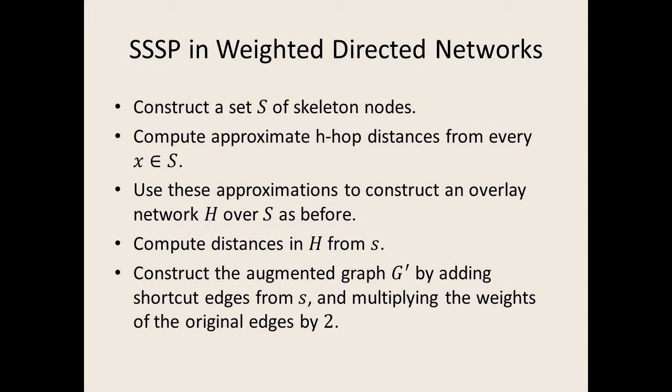First they constructed a set of skeleton nodes, computed an approximate h-hop distance from every such node, and constructed an overlay network on top of them. Next, they computed distances from S in H, and constructed the unweighted graph G' by multiplying the weight of each edge by 2 and adding the shortcuts from the previous step.